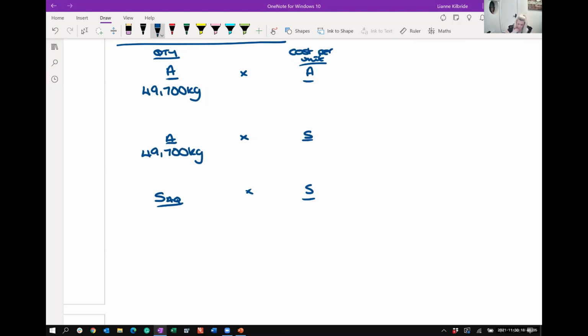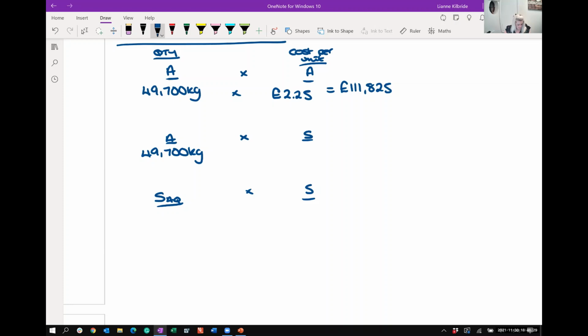Because we've got another A down here, we can just repeat that data into this box here. It's told us in the question that we actually spent £111,826. Now, if you do a reverse calculation, that comes back to £2.25 per kilogram. Okay, so that's that first part.